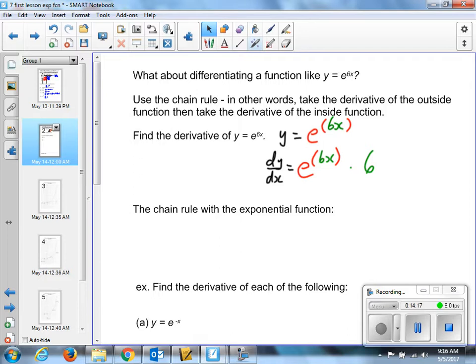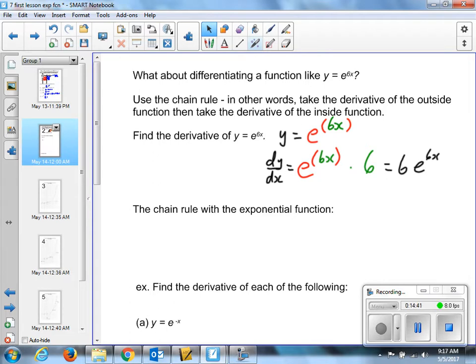You will see, it will look like this. 6 e to the 6x. And I think you could do that in your head, but I want you to see why, right? So when I actually do this, I write down, just repeat e to the 6x. I leave a little space in front of it and then do the derivative of the inside, 6. Write it out in front. Very similar to things you've done before.